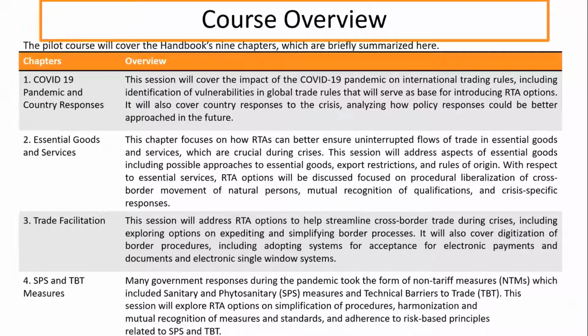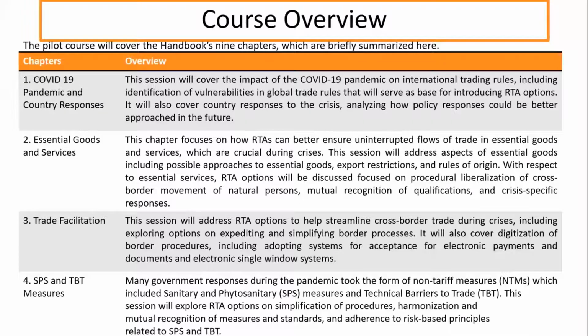Before turning to the individual modules, I wanted to give an overview of the handbook and its chapters. The first chapter covers the COVID-19 pandemic and country responses. It does present how countries have responded to the crisis, assessing how policy responses could perhaps be better approached in the future. And it focuses in particular on the relationship between the pandemic and international trading rules, looking at vulnerabilities that have been faced by particular stakeholders, and also vulnerabilities in the system of rules itself, both of which serve as the basis for the RTA options that follow.